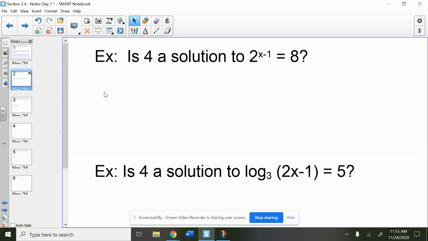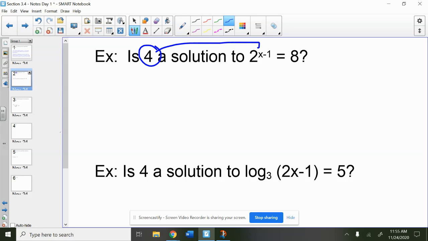Okay, so a couple of exponential and logarithmic equations just asking, hey, is this a solution? Is 4 a solution to that first equation? What I would suggest you do is plug it in. Simply take this 4 and plug it in where you see x. That would give me 2 with an exponent of 4 minus 1, and basically ask, is that equal to 8? You can use Desmos for some of these. If you wanted to type in 2 exponent 4 minus 1, you could. Remember, 4 minus 1 is, of course, 3.